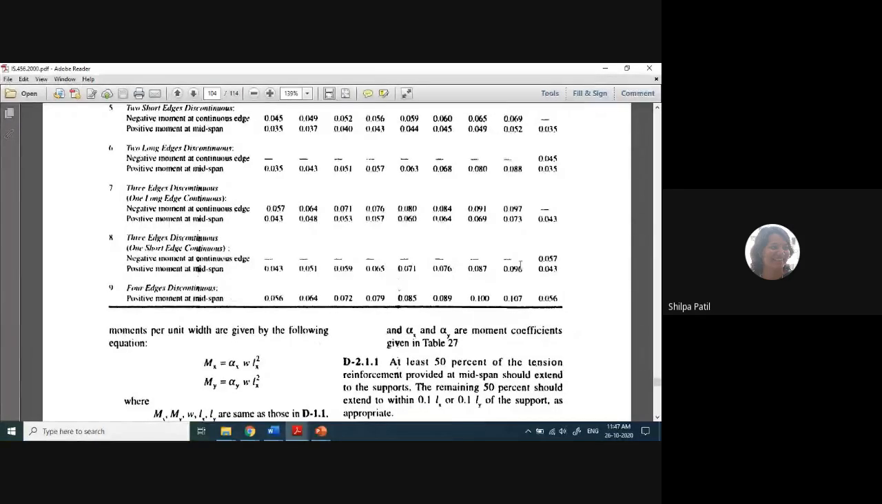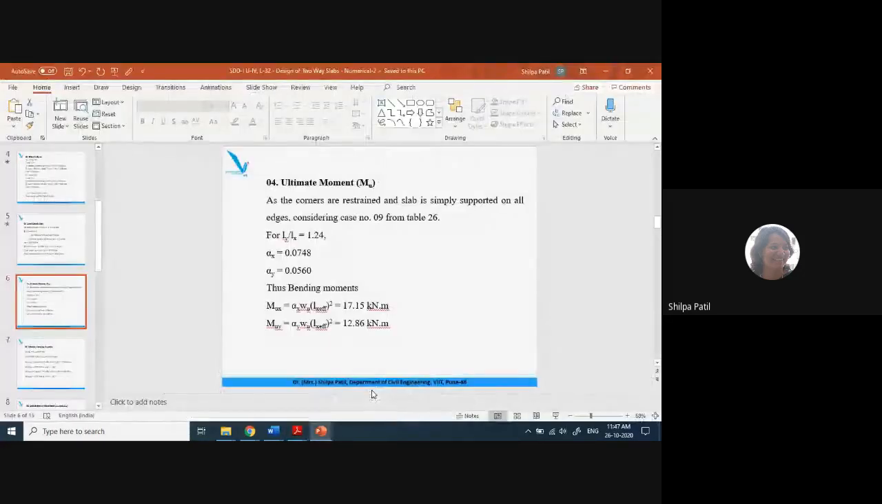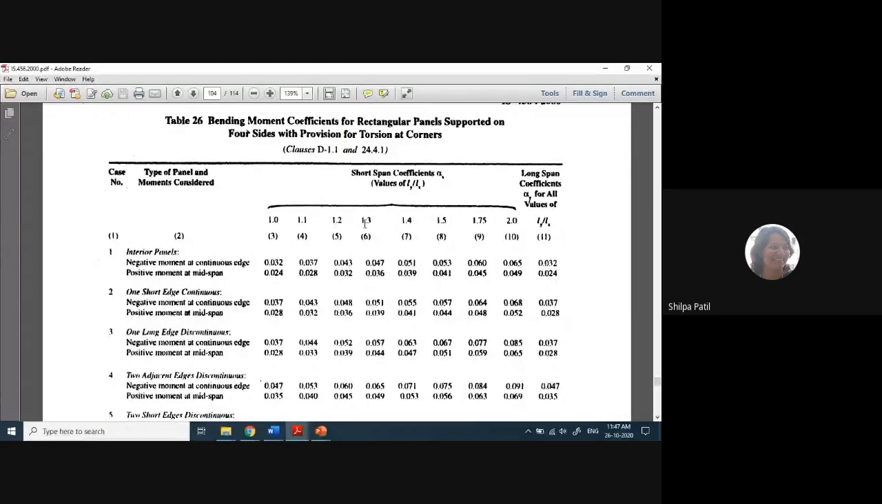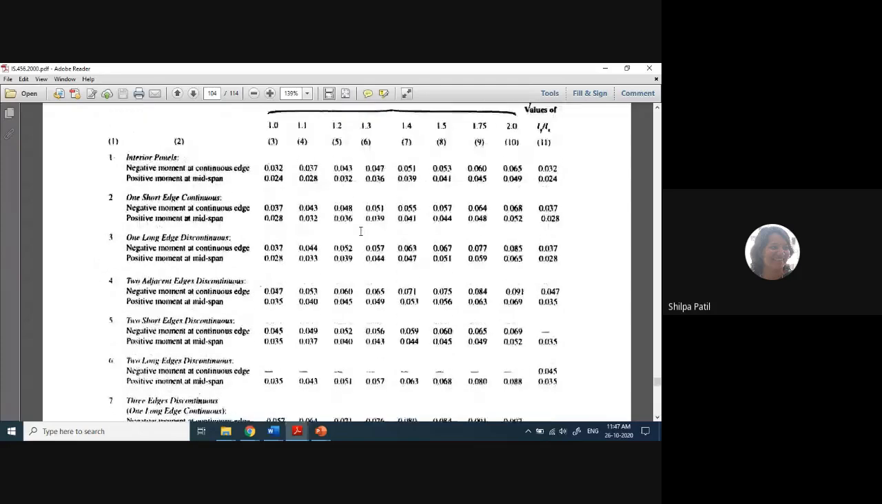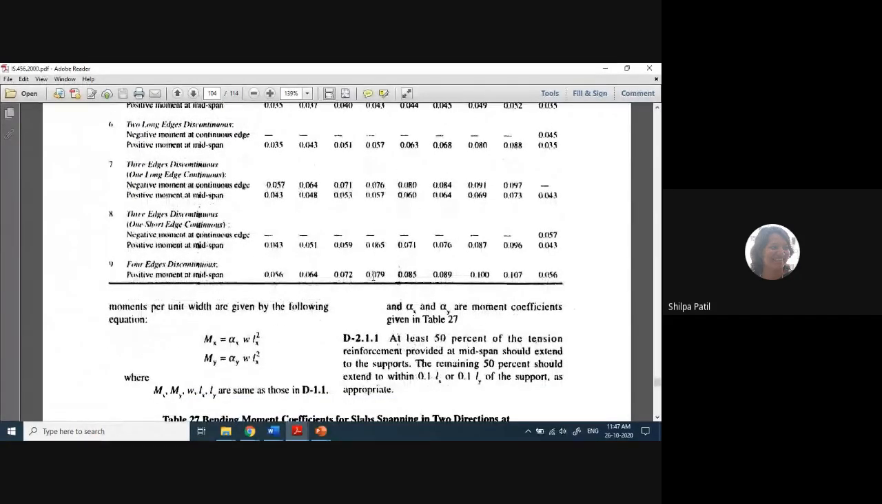Now in this table we first have to find the Ly by Lx ratio. We already calculated Ly by Lx, which is coming as 1.24. So for Ly by Lx of 1.24, that is between 1.2 and 1.3, that is columns 5 and 6, we have to interpolate the value between 0.072 and 0.079. The value you get after interpolation is alpha x.